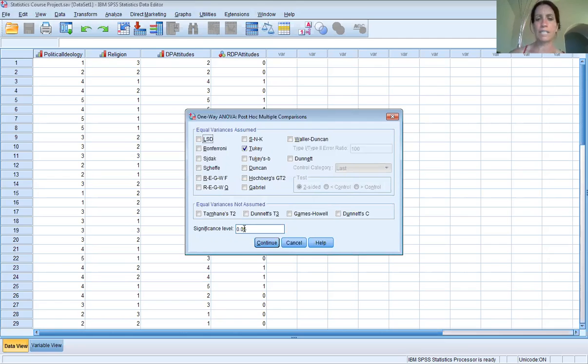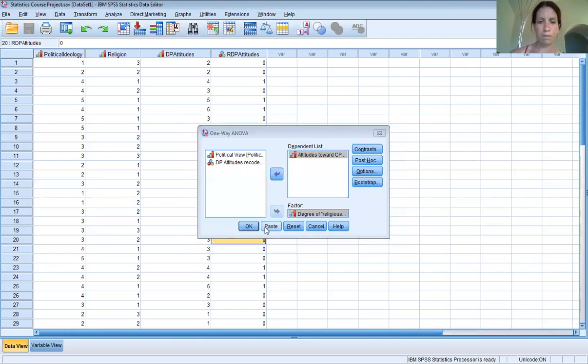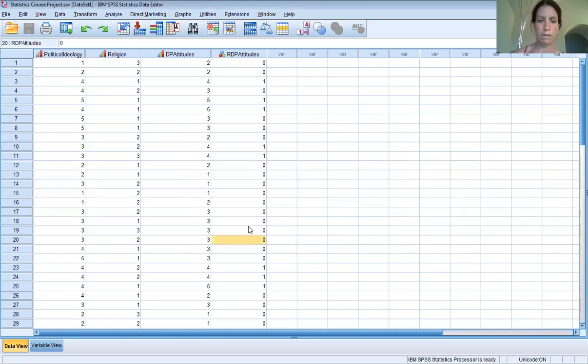The significance is set at 0.05, and I mentioned before that when I looked up the critical value, I had selected the alpha level at 0.05. If you select alpha as 0.01, then you would just manually change this to 0.01. But since I selected 0.05 when I did the critical value, I'm going to leave this at 0.05. I'm going to hit continue. Okay, I'm going to hit OK.